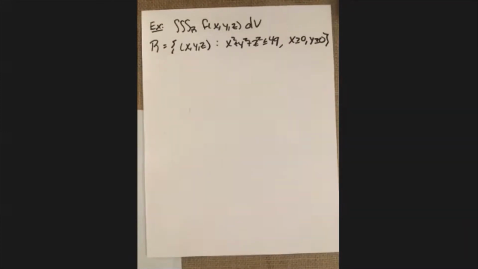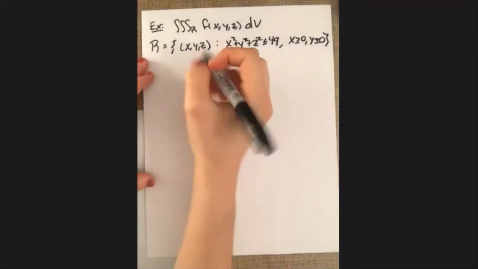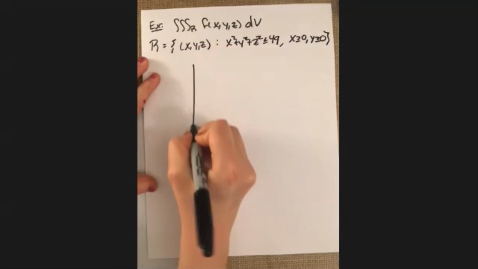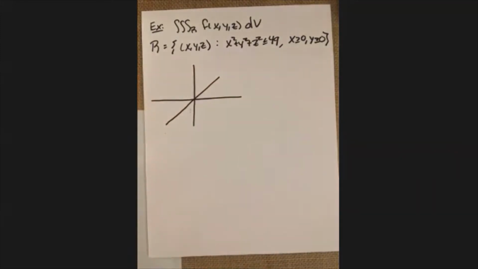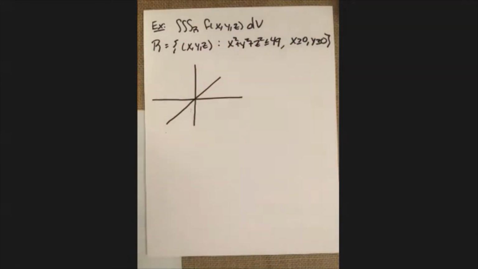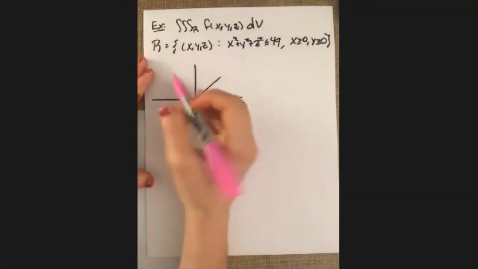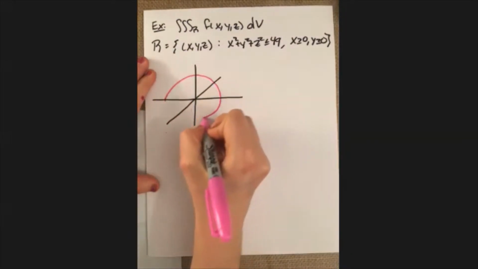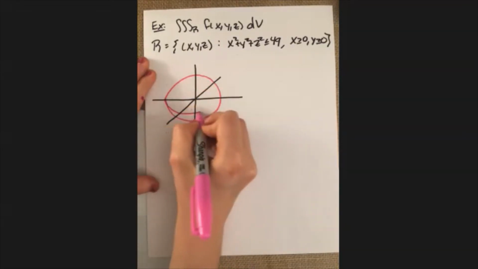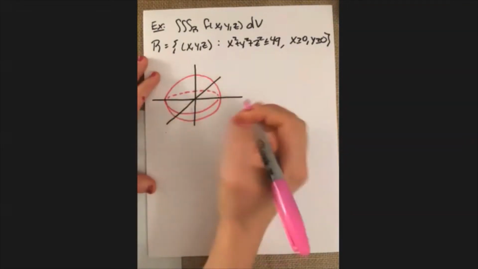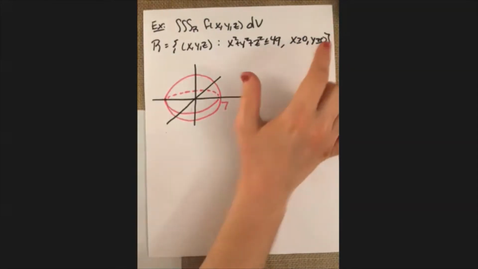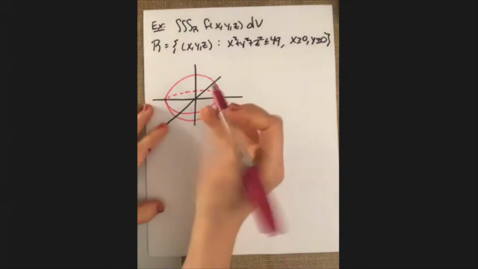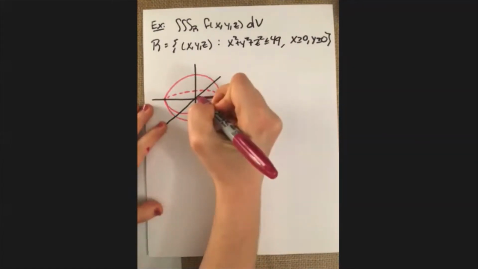Okay, so if we kind of sketch this, first and foremost, this right here describes a sphere of radius 7. So let's draw a sphere. I claim that that has radius 7. And then we want the part where x is greater than or equal to 0 and y is greater than or equal to 0. So that's going to give us this piece here and this piece here.